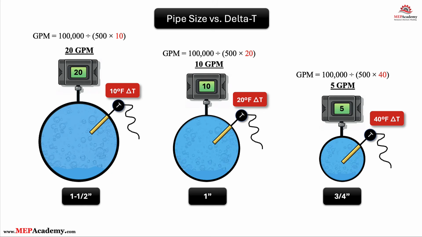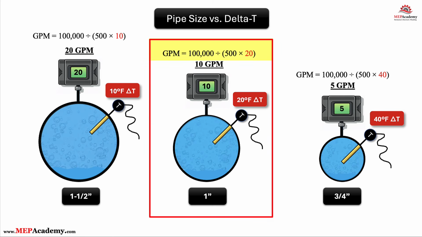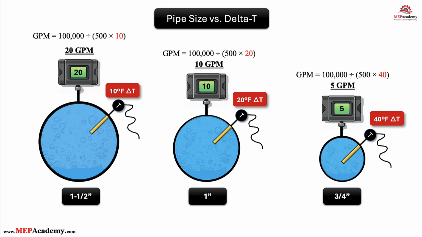Say a space needs 100,000 BTUs per hour. With a 10 degrees Fahrenheit delta T, you need GPM equals 100,000 divided by 500 times 10. GPM equals 20 GPM. That typically requires around 1 1/4 inch or 1 1/2 inch pipe. But if you increase delta T to 20 degrees Fahrenheit, the required GPM is cut in half. GPM equals 100,000 divided by 500 times 20. GPM equals 10 GPM. Now the pipe size can drop to 1 inch, and the pump horsepower is lower too.